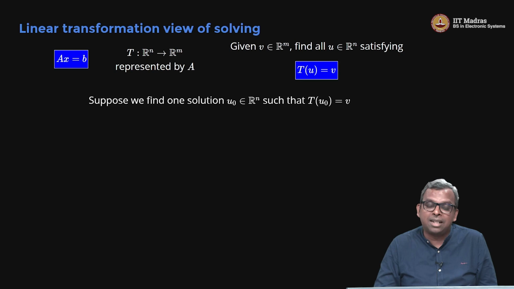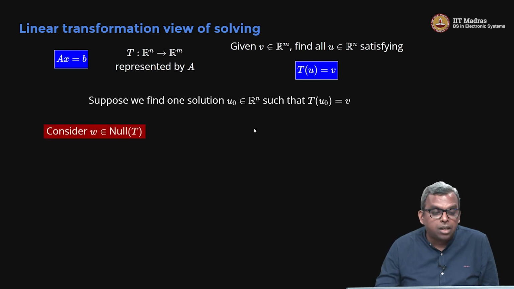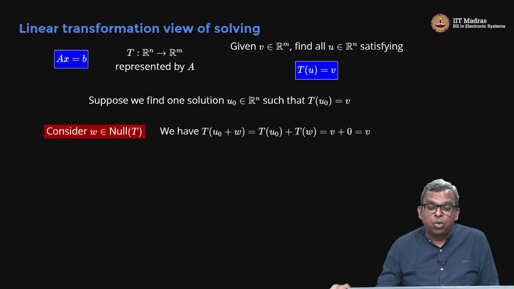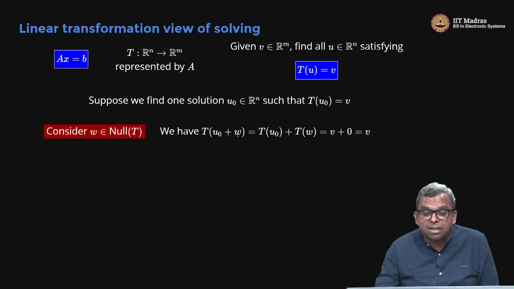Once I find one, here is a little trick. Consider any other vector which is in the null of T, which means T of w is 0. Then you look at what happens to u naught plus w. Because T is linear, T of u naught plus w is T of u naught plus T of w. But what is T of w? 0. What is T of u naught? v.